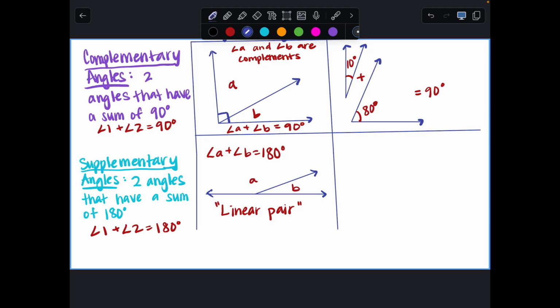And an example of non-adjacent supplementary angles: two angles that do not share a side and a vertex, but still have a sum of 180.